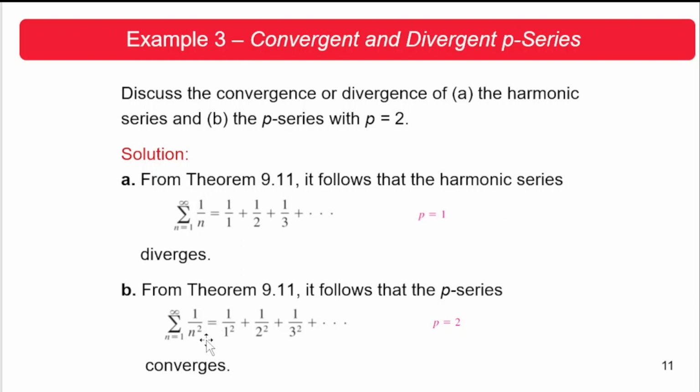Another example, given the summation of 1 over n squared, where n is from 1 to infinity, wherein if n is equal to 1, then you have 1 over 1 squared. If n is 2, then you have 1 over 2 squared. If n is 3, you have 1 over 3 squared, plus and so on and so forth. This p-series is a series with p equals 2. Recall from theorem 9.11 that a p-series is said to be convergent if the value of p is greater than 1. Therefore, this series is convergent.